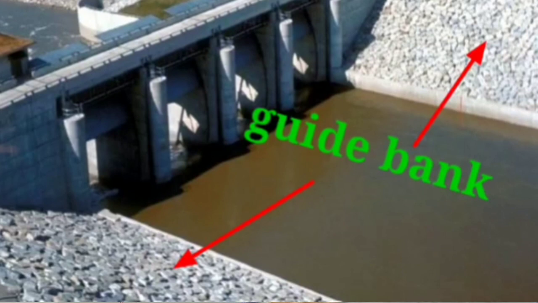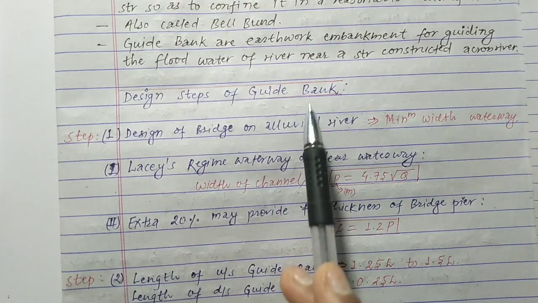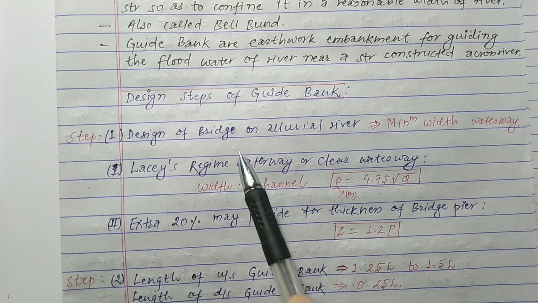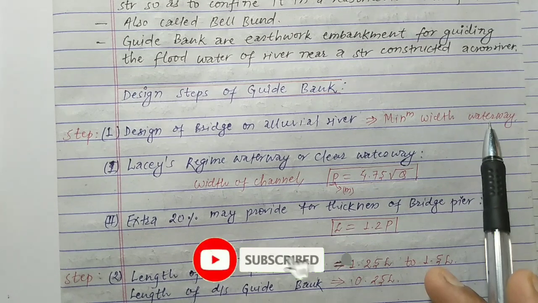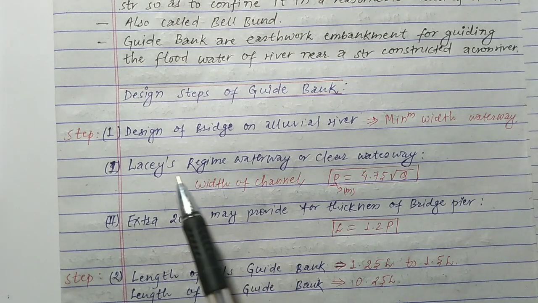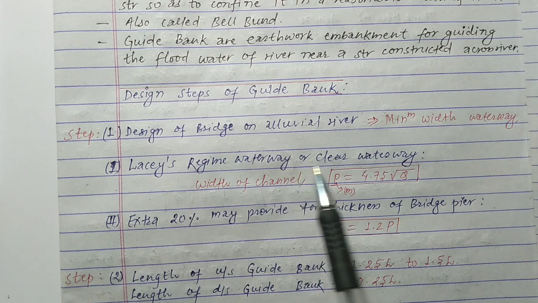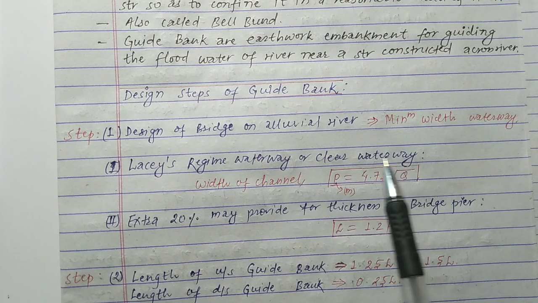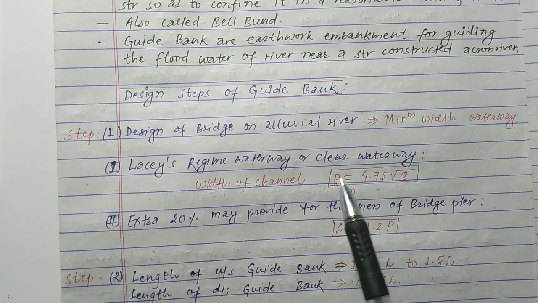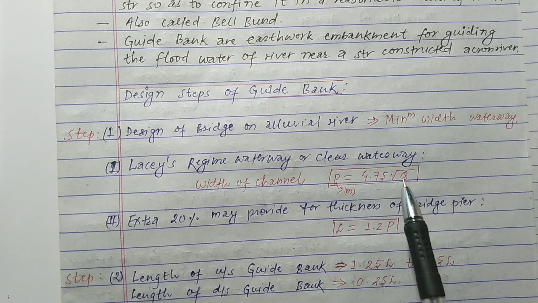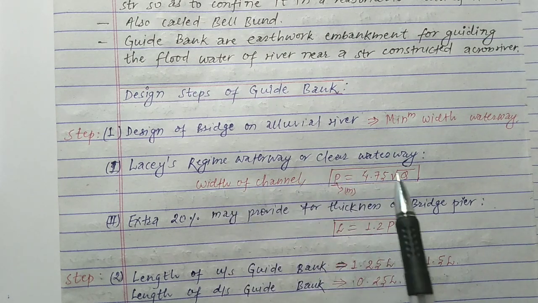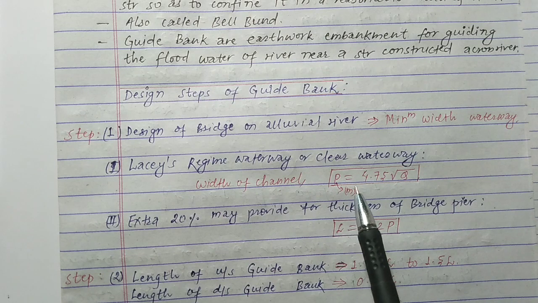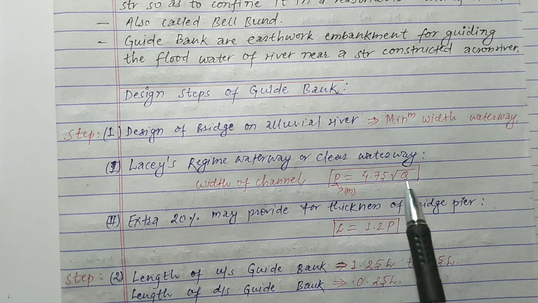Now let's see the design steps of guide bank. In the very first step we have to design the bridge over a river, or simply the minimum width of waterway. For this we use Lacey's regime waterway theory, or the clear waterway, which can be calculated as P equal to 4.75 root under Q. This formula is taken from Lacey's regime theory, and this is the width of channel, P equal to 4.75 root under Q.